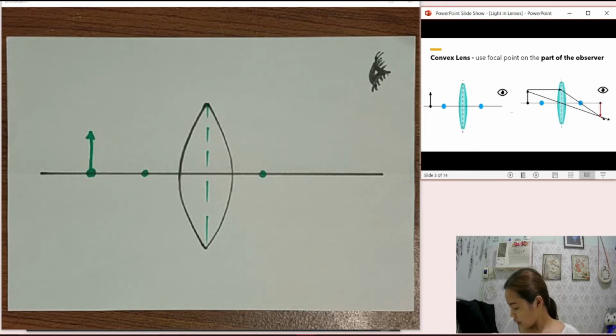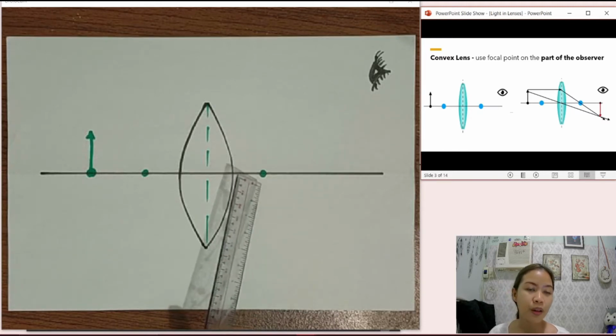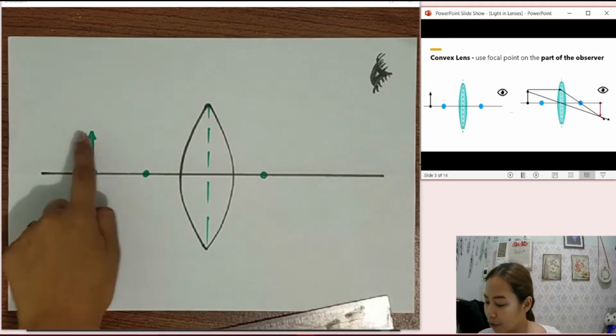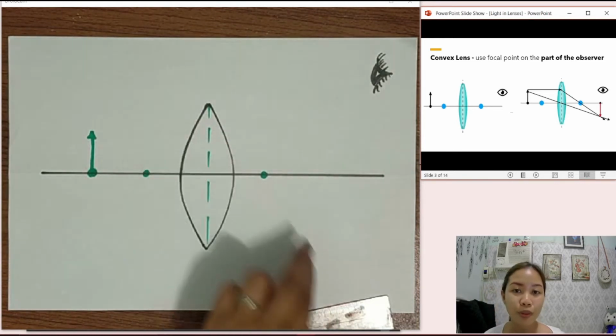Now, we're going to plot the light rays in our diagram. If in mirrors we have the pattern straight, turn, straight, this time for lenses, we have the pattern straight, turn, and then slant. When you are using a convex lens, we use the focal point on the part of the observer, because the light gathers there. The light rays converge.